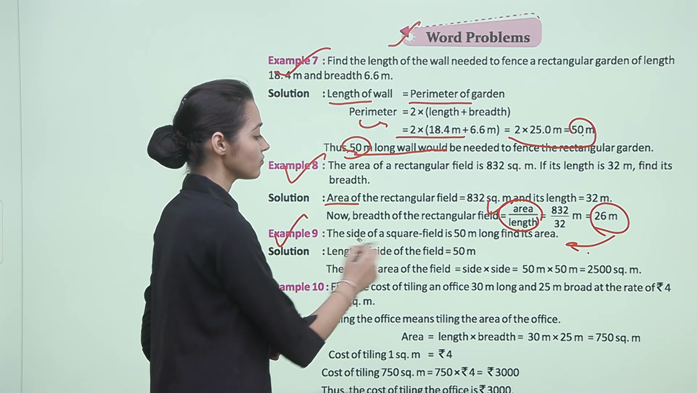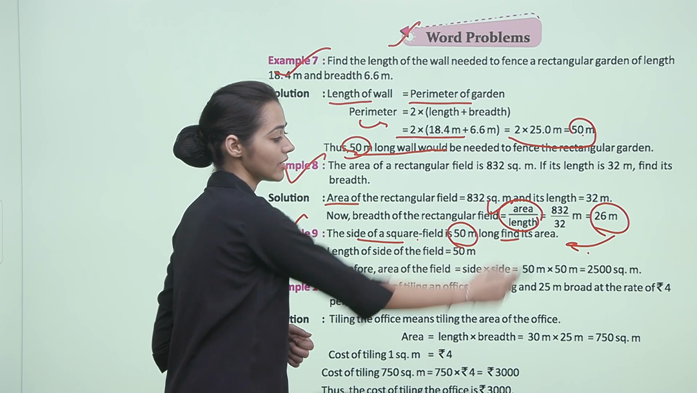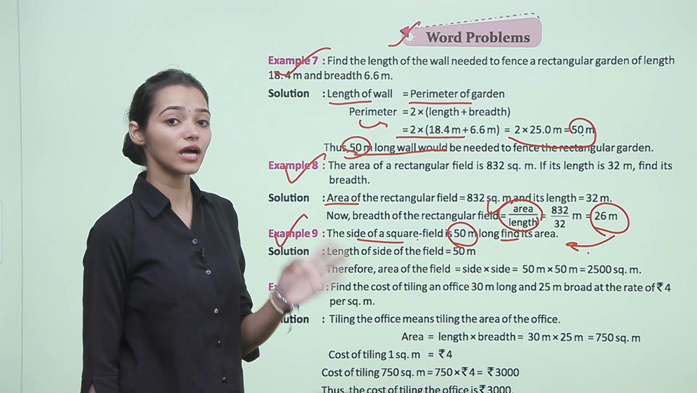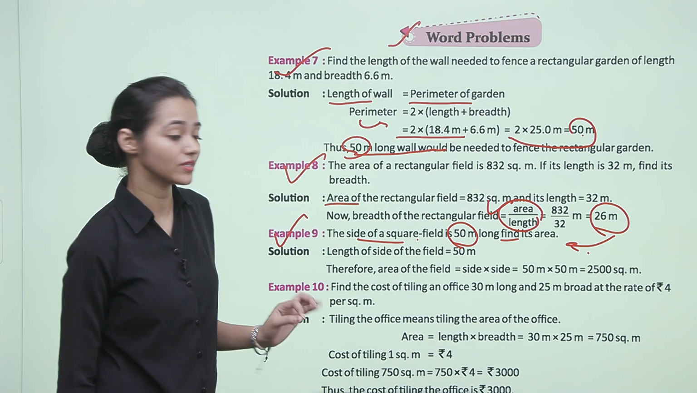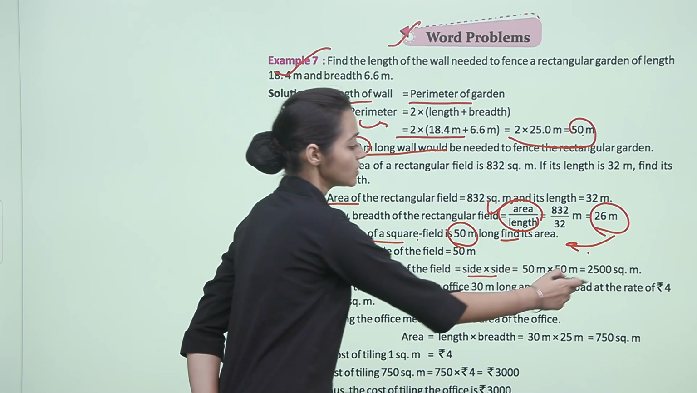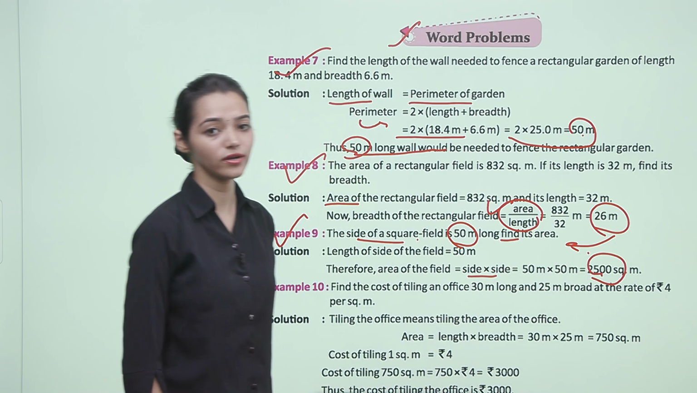Now in the next one the side of the square is given, and we have to find its area. We know that if the length of a square's side is given then area is side into side, so the area is 2500 square meter.